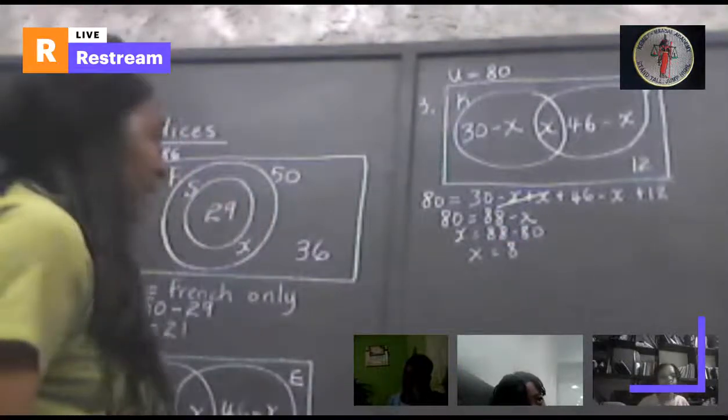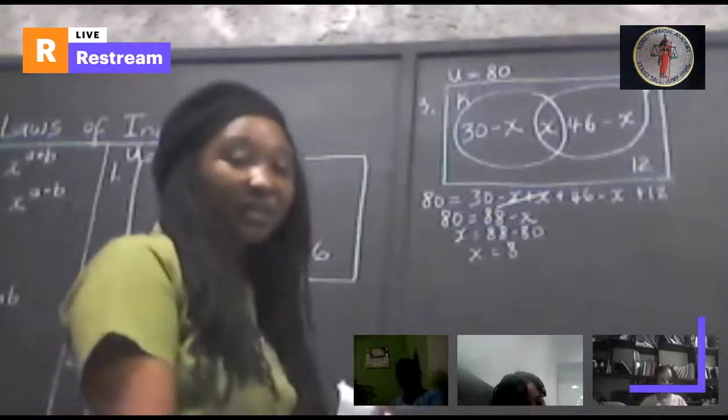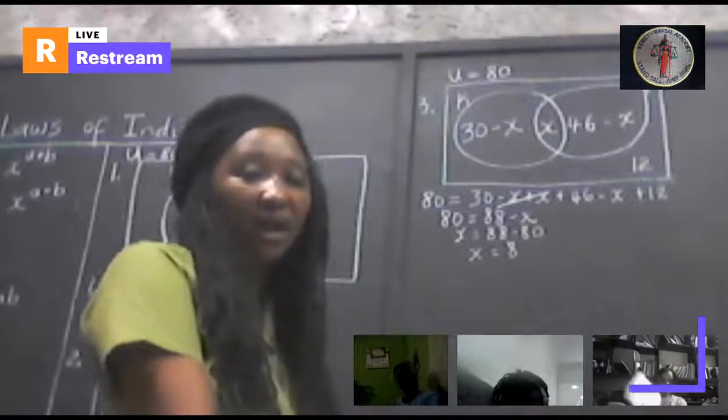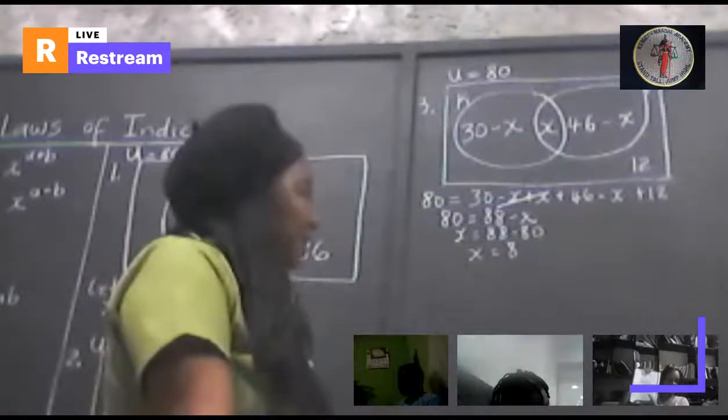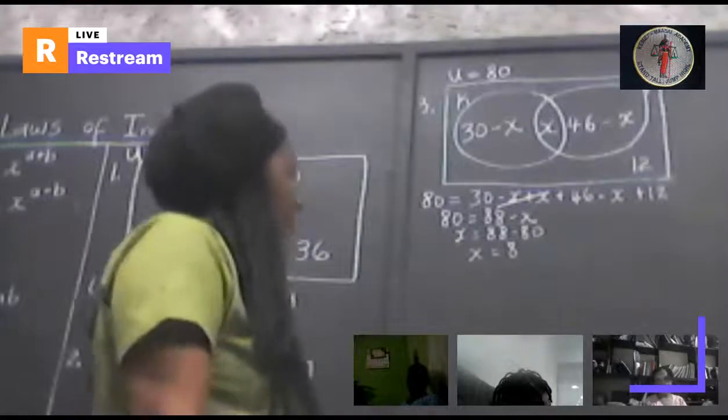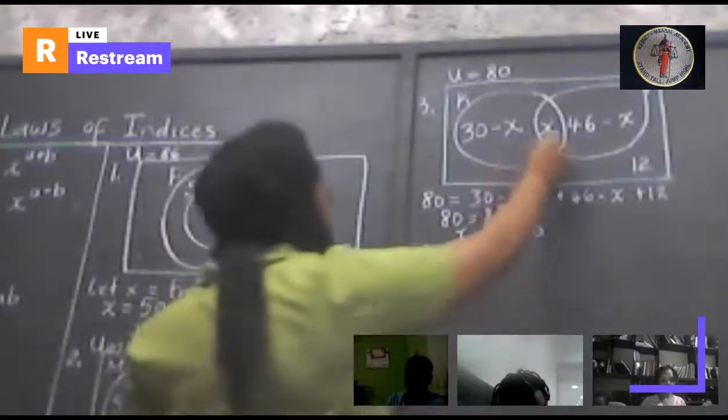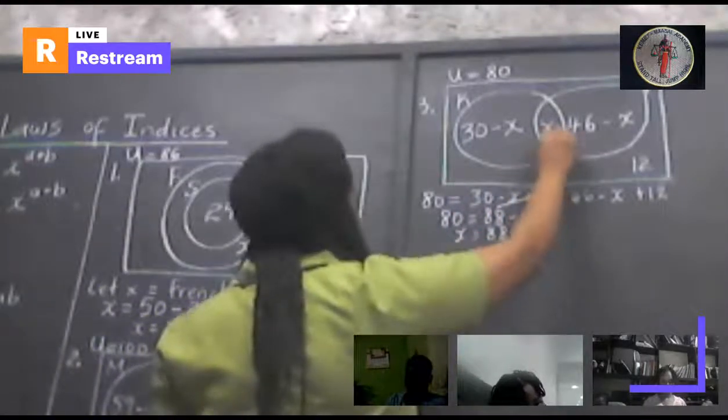Alright, so the intersection is 8. 8 persons practice both karate and taekwondo. So we can put 8 here for the intersection.